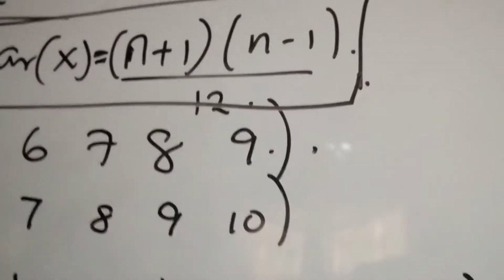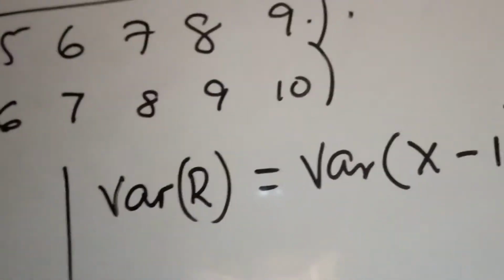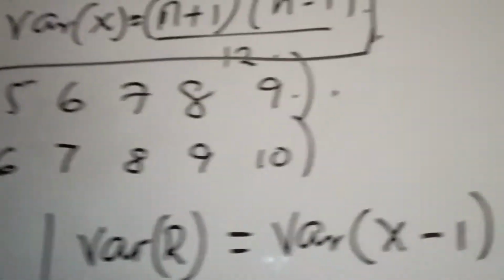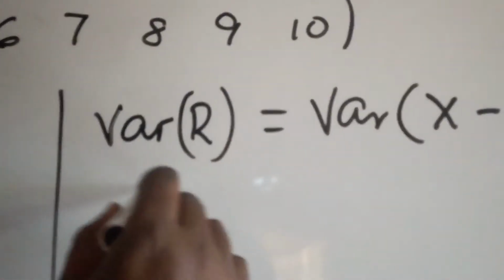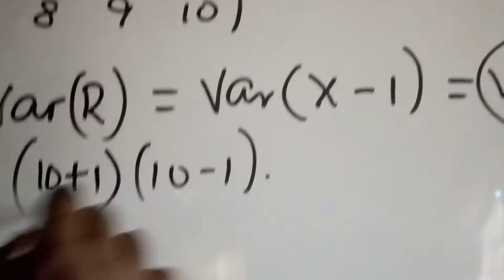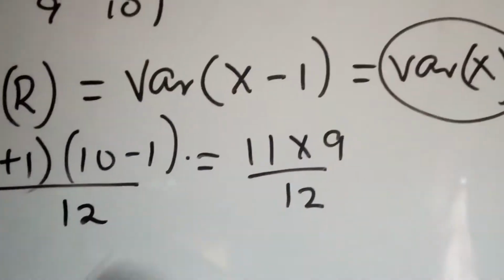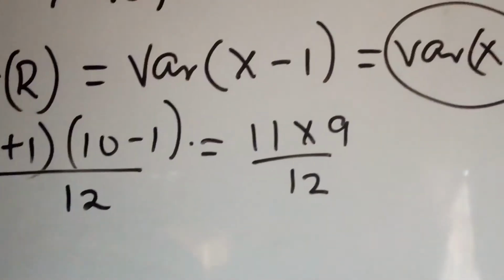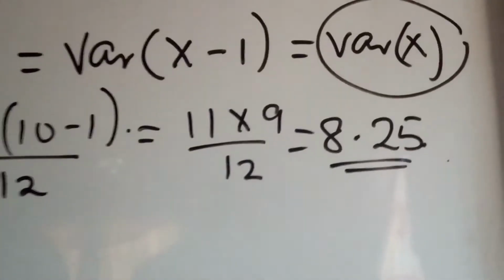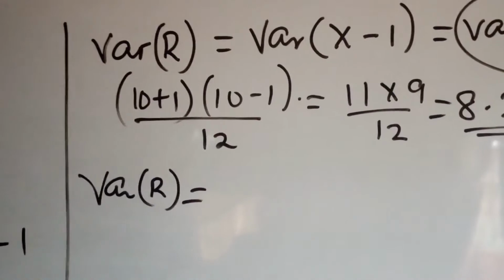Not that we cannot use the other method that we've learned, but we are just trying out this new formula. So we are going to use n plus 1, which is 10 plus 1, multiplied by 10 minus 1, everything over 12. This is 11 times 9 over 12, which should give us, obviously, 8.25.